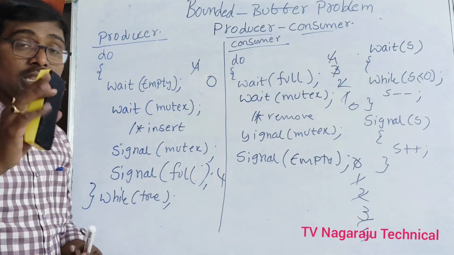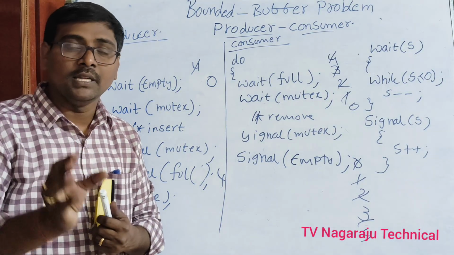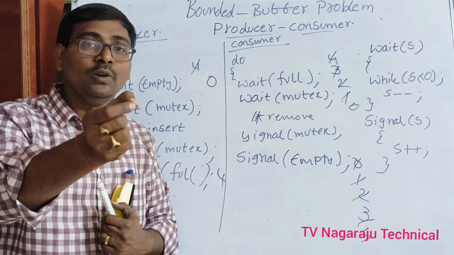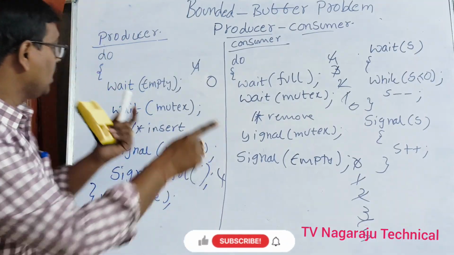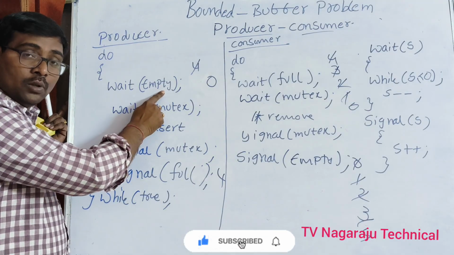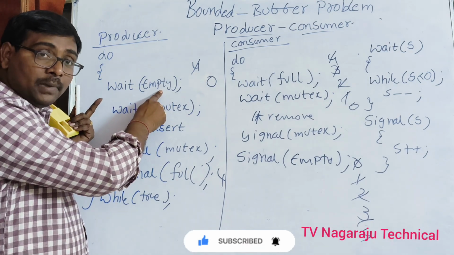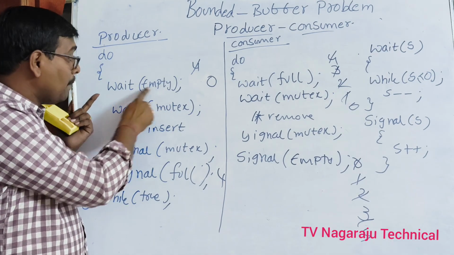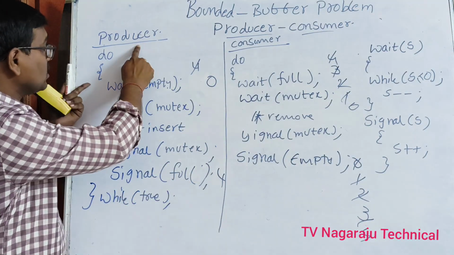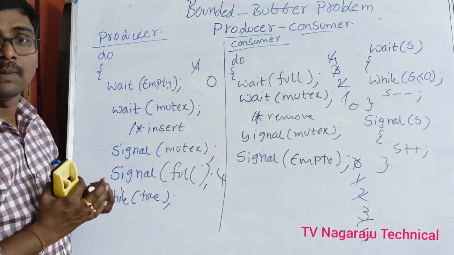Now previously we discussed 3 problems. How do we achieve the 3 problems? The first problem is that whenever the buffer is full, the producer is unable to insert the item. Yes or no? Here we are achieving this one. If the empty value is equal to 0, that means wait of 0, so the producer is unable to insert the item. So the first problem is achieved with the empty semaphore.